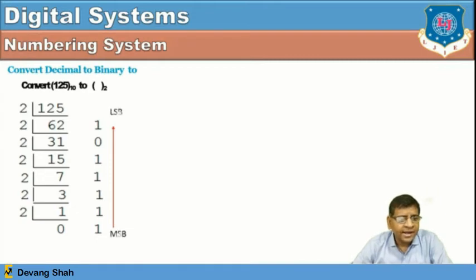So here I can consider my answer from MSB to LSB for these binary bits as 1 1 1 1 1 0 1 in the form of binary. So from this example we can understand the method of how a decimal number is converted into binary. Same way, this decimal number you can also convert into octal and hexadecimal numbers.